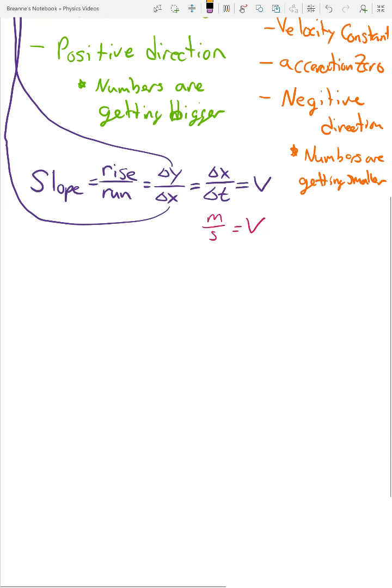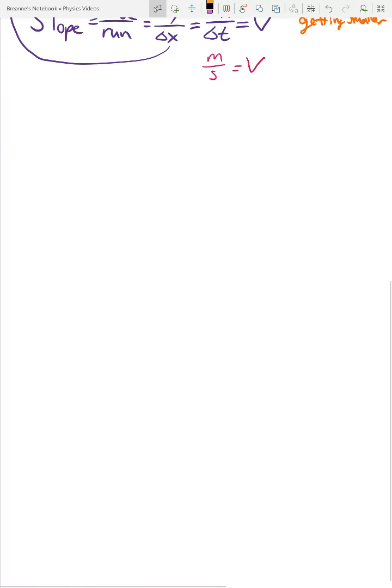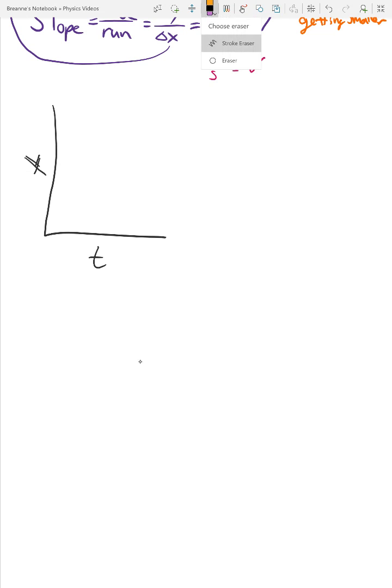We do have some curvy ones too, don't we? So let's go back. We're going to redraw our position versus time graph, just because that other one was getting kind of crazy. My X was not being nice. So our position versus time graph, but in this case, we're going to deal with some curving.